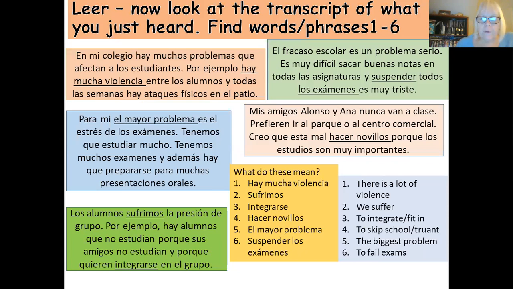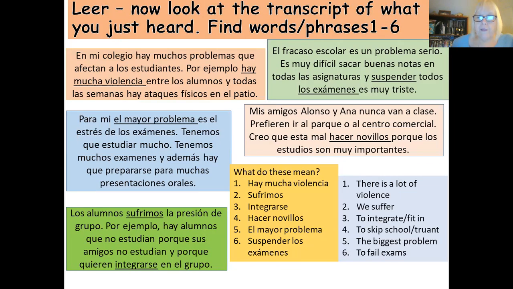El mayor problema is the biggest problem. Now you've seen comparatives when we were talking about teachers last week. We had the laziest, the most hardworking, the kindest, the fairest, the least, I don't know, the least pleasant or something. Mayor comes, it's the biggest. So el mayor problema is the biggest problem. Suspender los exámenes is to fail exams, and those were underlined, and you needed to find those.